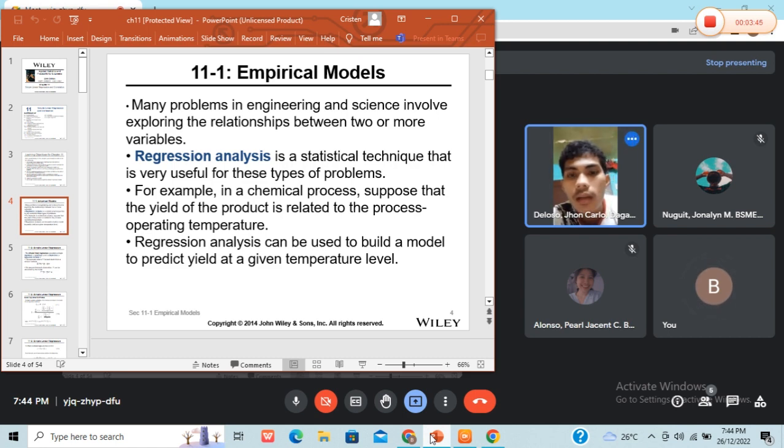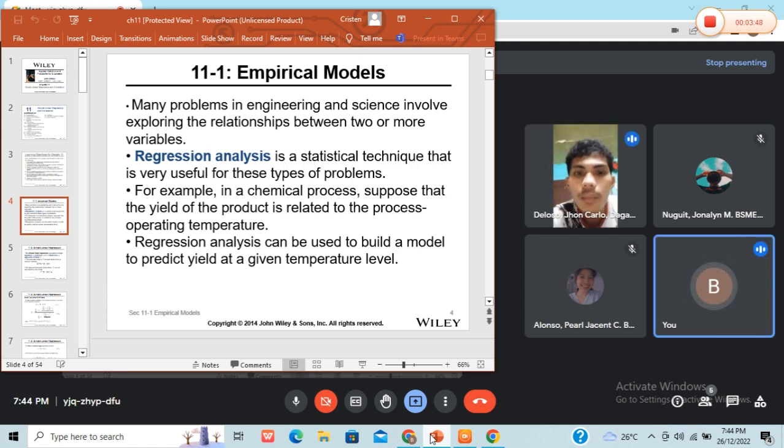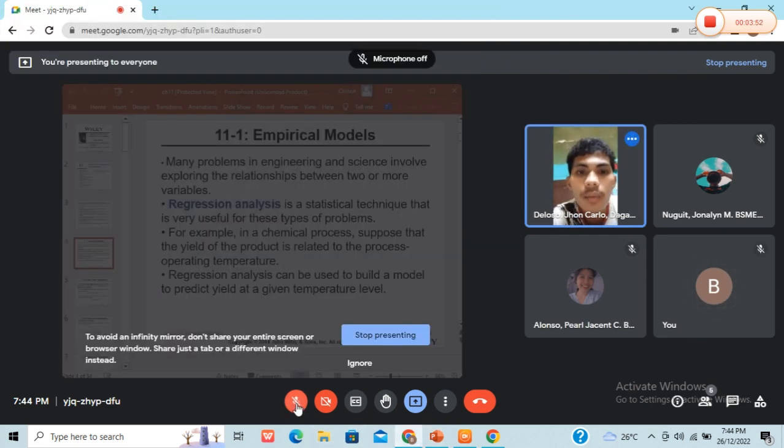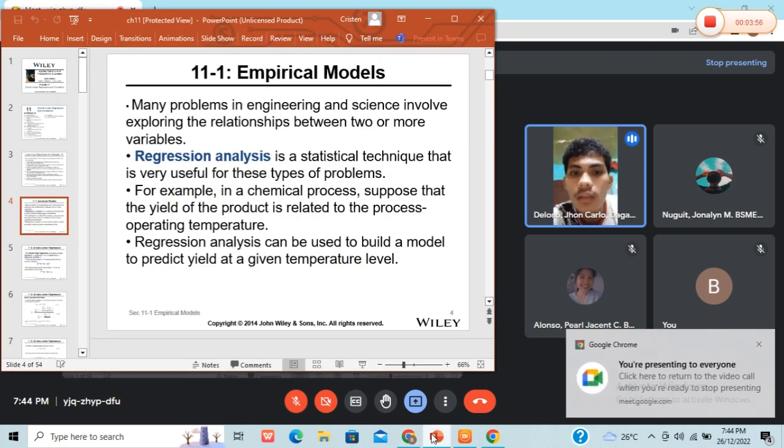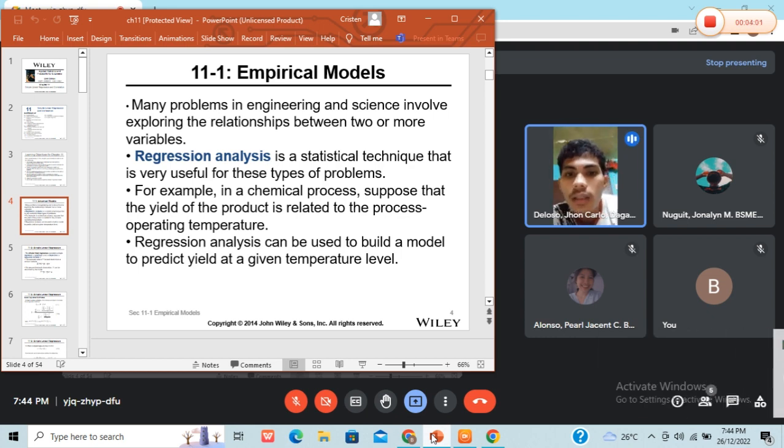For example, in a chemical process, suppose that the yield of the product is related to the process operating temperature. Regression analysis can be used to build a model to predict the yield at a given temperature. So in this topic, we are going to formulate an equation that will predict the possible yield from two variables that have a relationship.